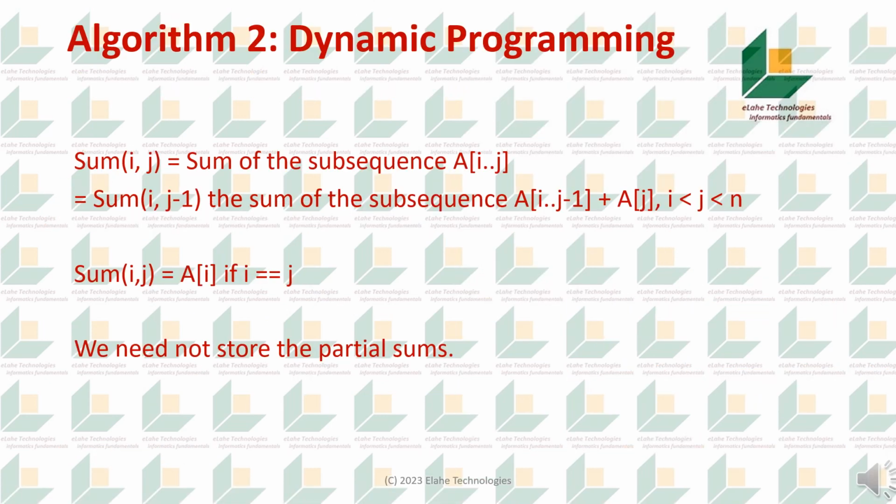Now let us look at an improved algorithm that uses dynamic programming. For i less than j, let sum(i, j) denote the sum of the subsequence from i through j. The sum is equal to sum(i, j minus 1), the sum of the subsequence from i to j minus 1, plus the value a[j]. If i equals j, sum(i, j) is simply a[i].